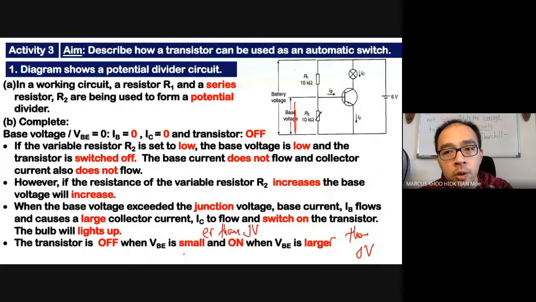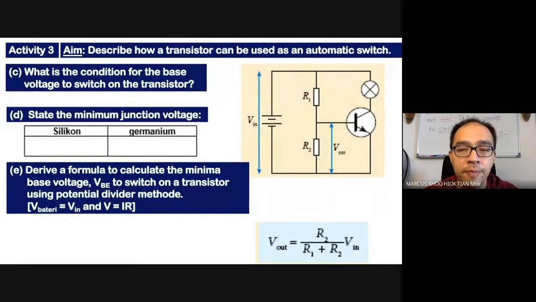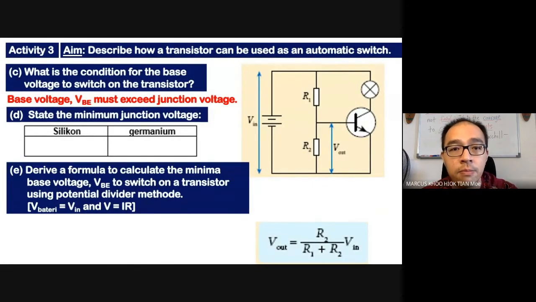Okay, now different semiconductors. What is the condition for the base voltage to switch on the transistor? The base voltage must exceed the junction voltage. This is the one I mentioned just now. There are two basic semiconductors that you learn in Physics 1.5, which are silicon and germanium. Different semiconductors have different junction voltages.